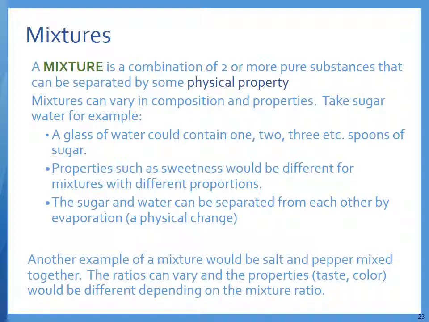Another example of a mixture would be salt and pepper mixed together. It's a mixture because you have 2 different things. You could have various ratios. You could have a whole cup of salt and just a few grains of pepper, or you could have an even mixture of salt and pepper. Their taste would be different, the color would be different, so their properties would be different. And you can separate them by a physical process. Probably the only one you could think of is to actually go through and pick them apart, but that still is considered a physical process.